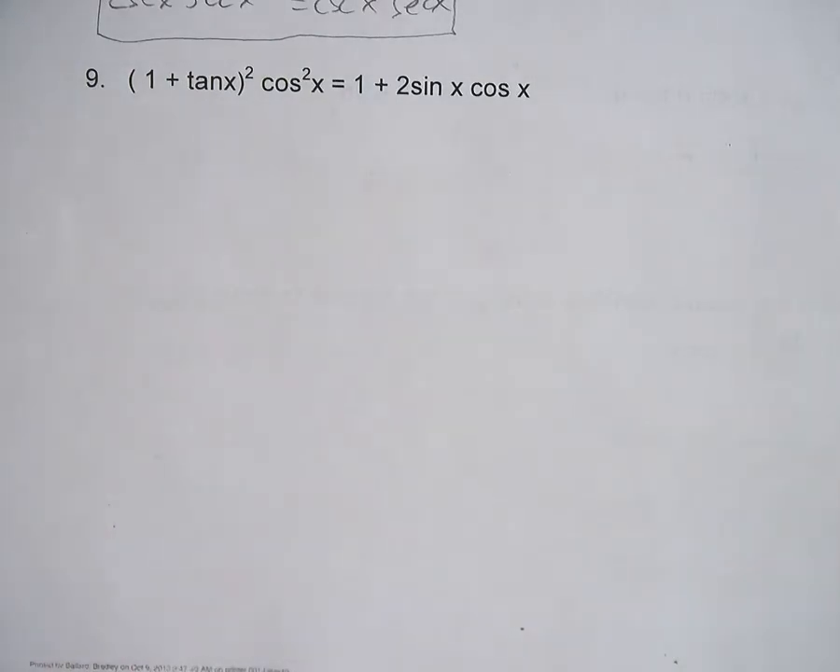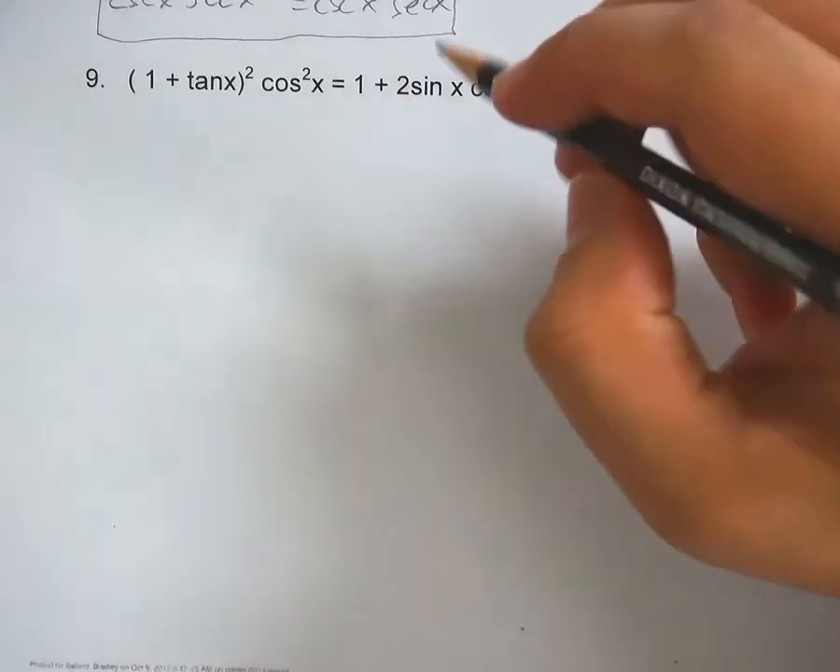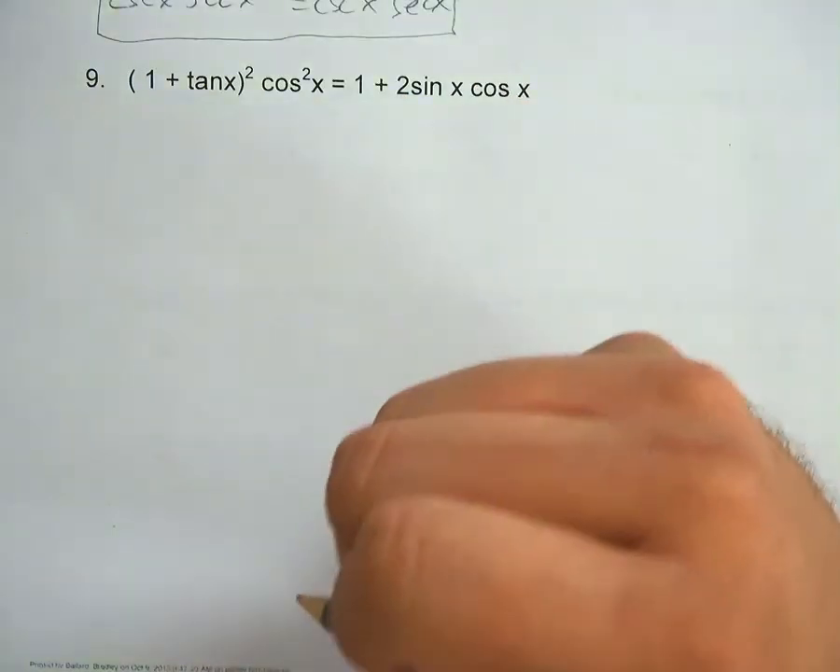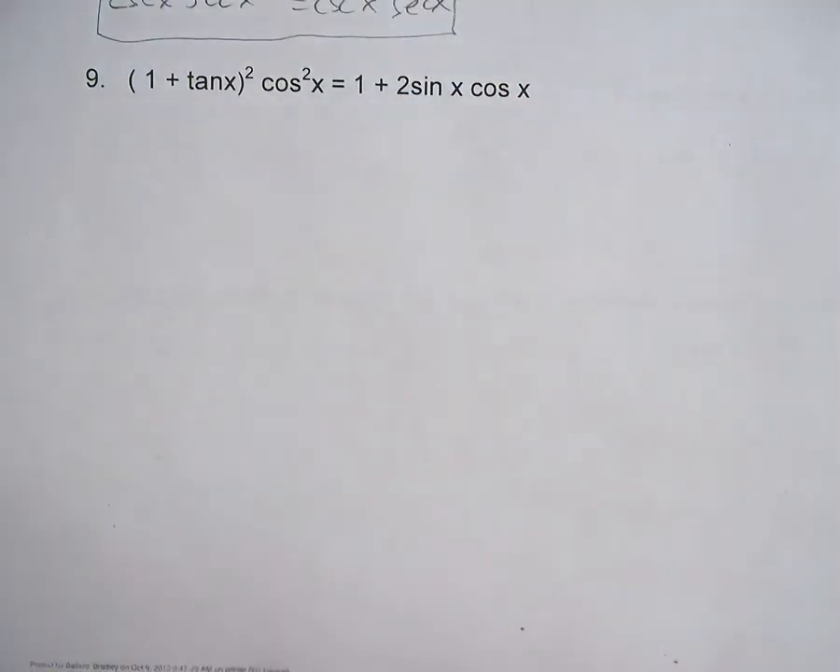Now let's go to number 9. Now number 9 has the possibility of getting out of hand. Do not freak out. Remember, you are not touching the right side. Not yet. You will later. But you ain't going to touch that right side right now. Okay? Okay. Let's go to number 9.